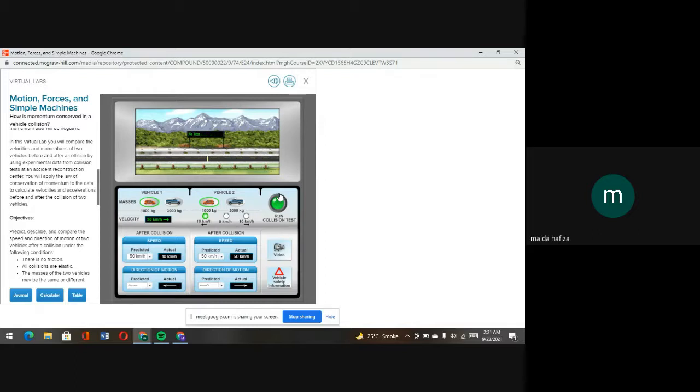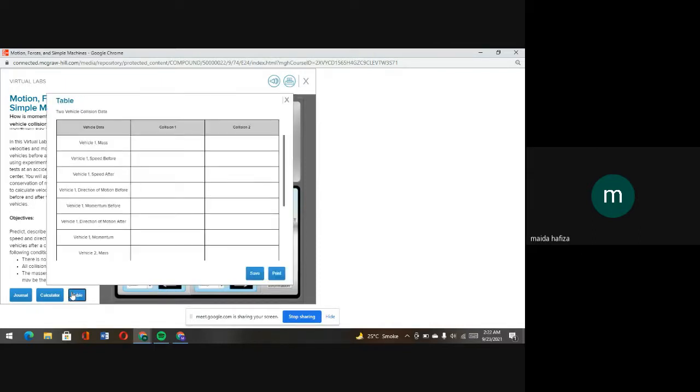So now, the actual readings. I predicted 50 kilometer, but actual is 10 kilometer. I predicted the vehicle 2 speed to be 50 kilometer per hour, and it is 50 kilometer per hour as well. For direction of motion, I predicted vehicle 1 direction is to the left side, so it has negative velocity, and vehicle 2 motion I predicted on the right side, that is positive, so it has positive velocity. You have to fill this table like that.